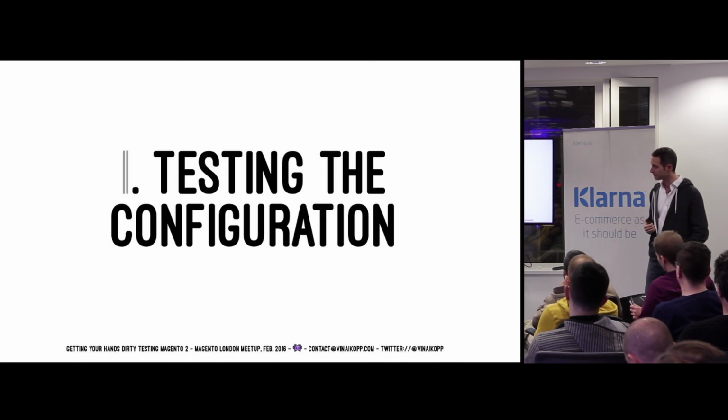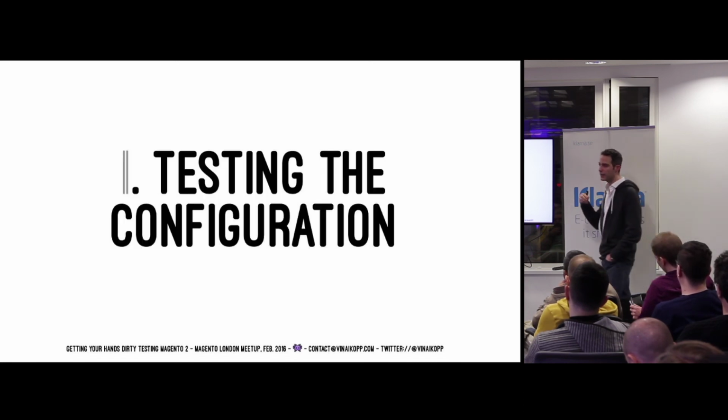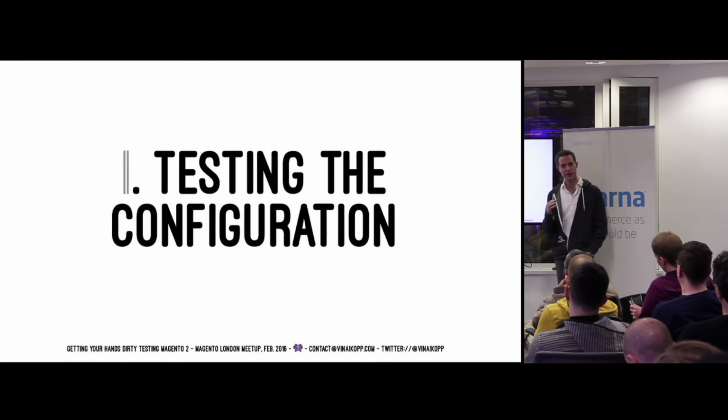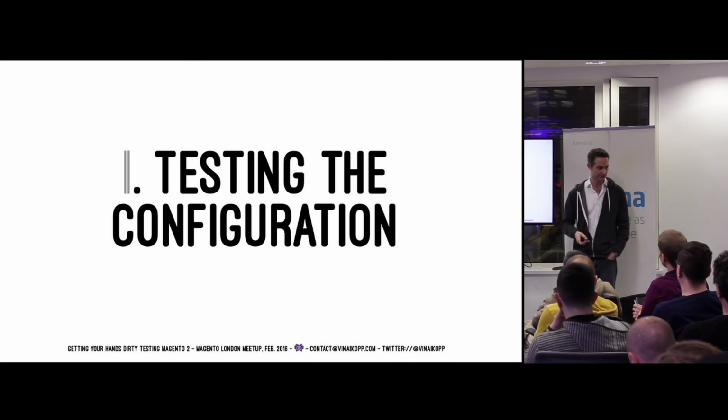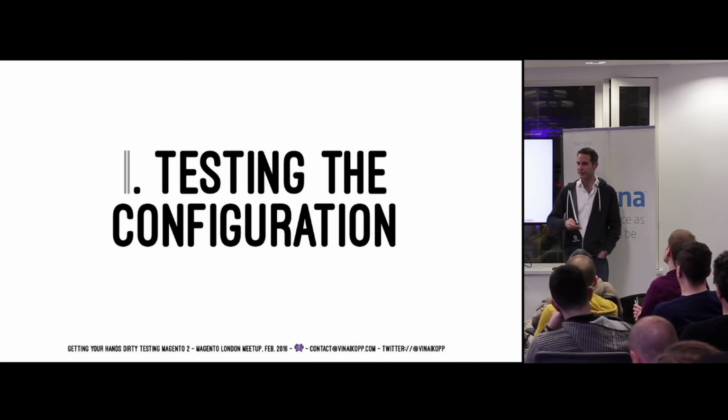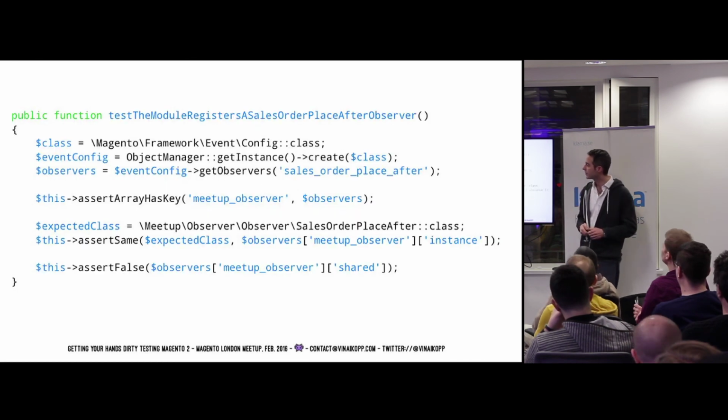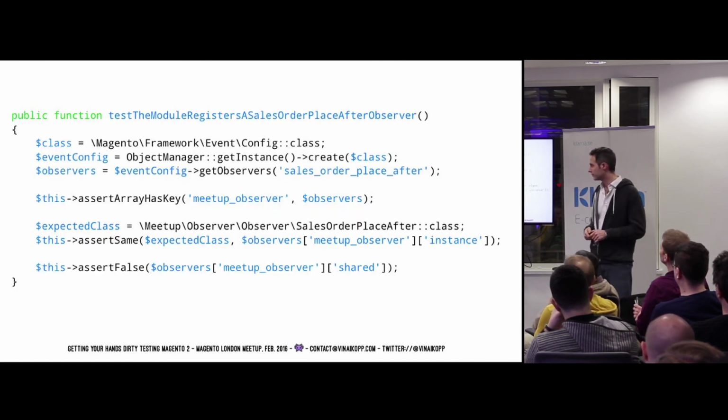Every time I'm testing something in Magento 2, there are usually several layers to test. Magento 1 or 2 uses a lot of configurations, so my first thing to test would be the configuration. I could even write the test first, and once the test passes, I know my configuration's OK. So here's an example.